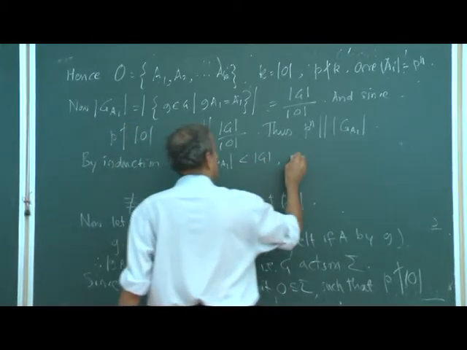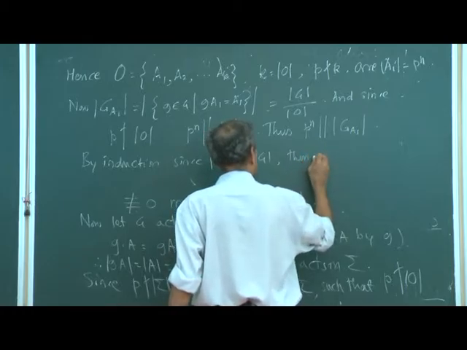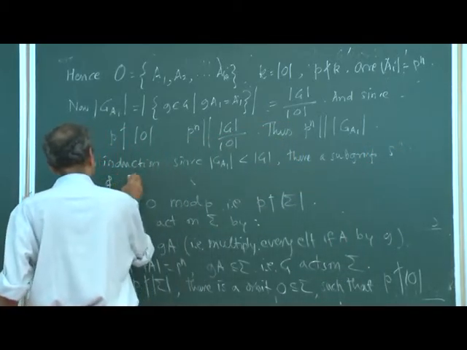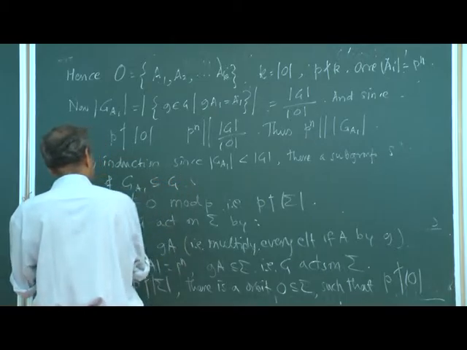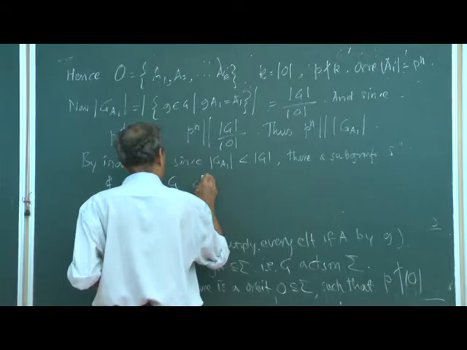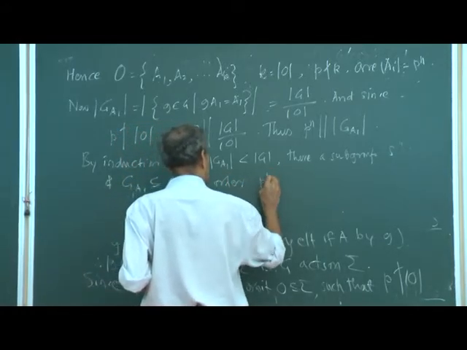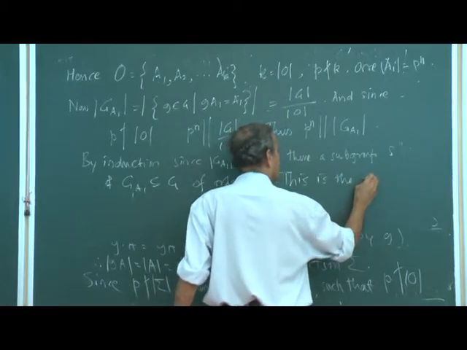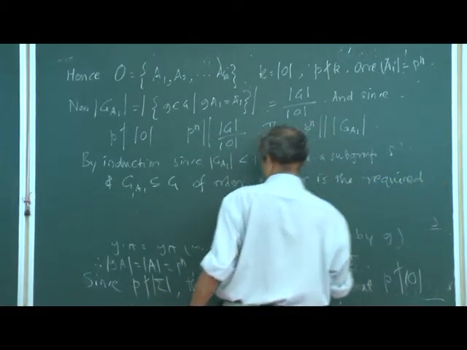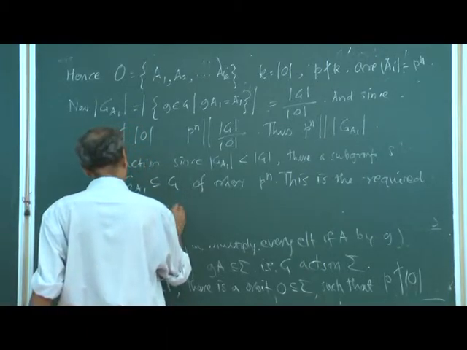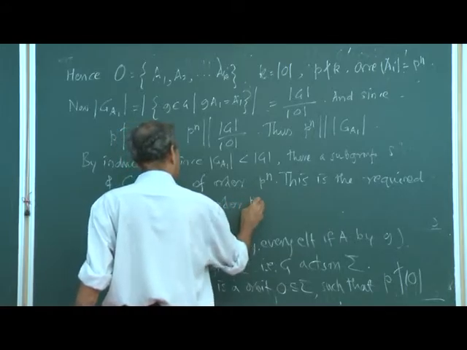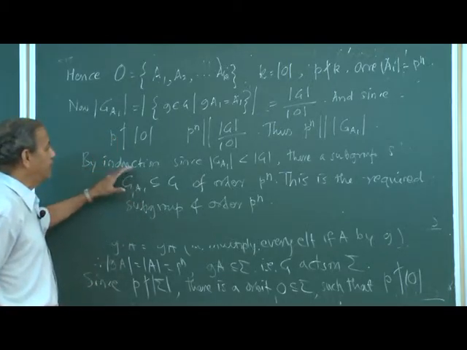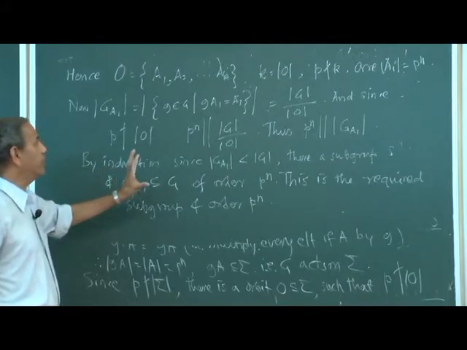By induction, since G A1 is smaller than mod G, there is a subgroup S of G A1, which is a subgroup of G, of order p raised to n, and this is the required subgroup of order p raised to n.